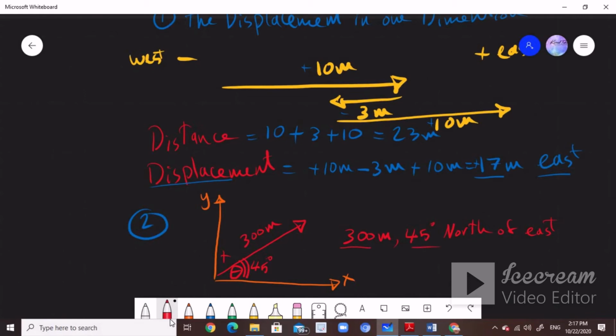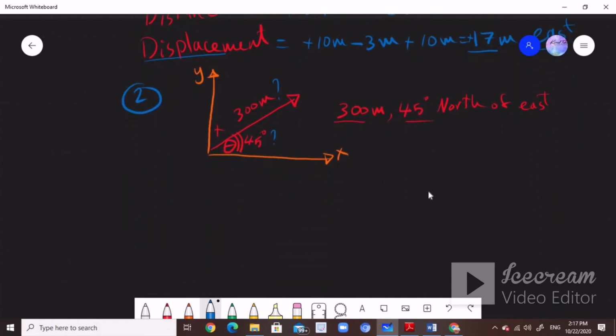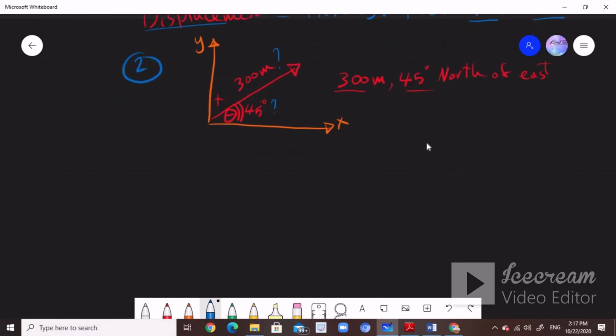Now the question is, how can we find the resultant of the vectors, and how can we find the direction? Which rules will we use to find the magnitude and the direction, or to find the resultant and the direction?